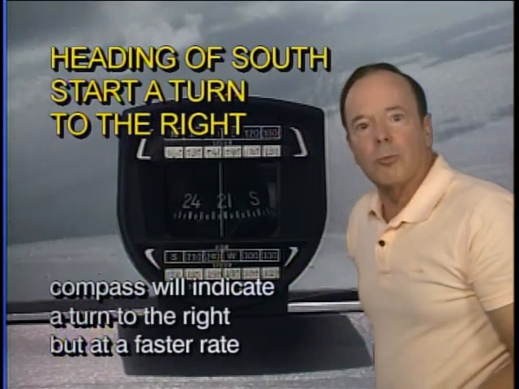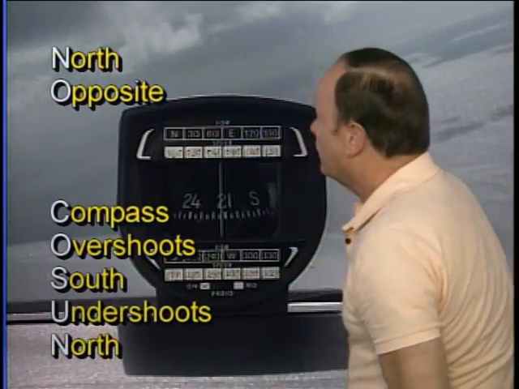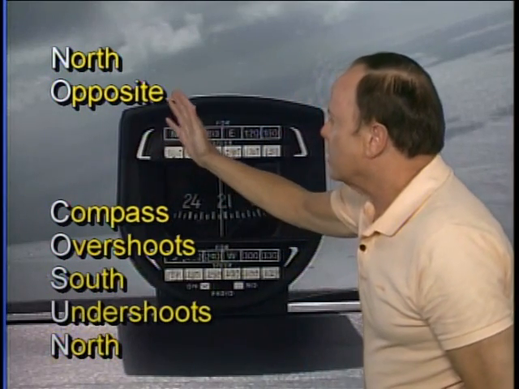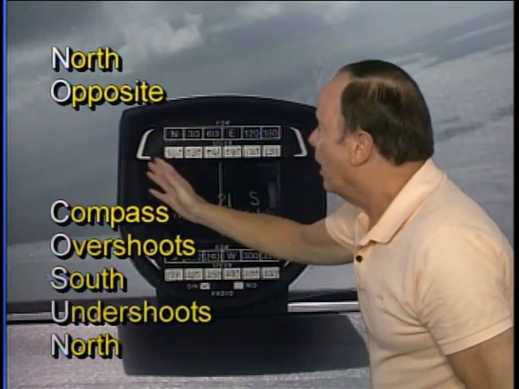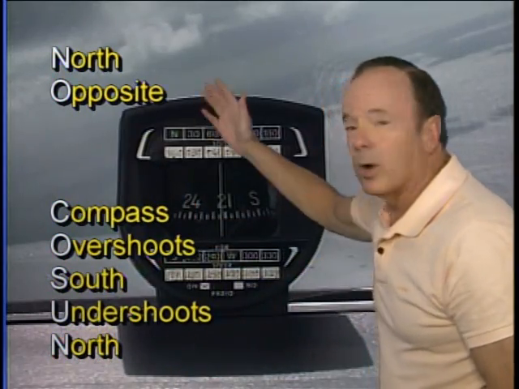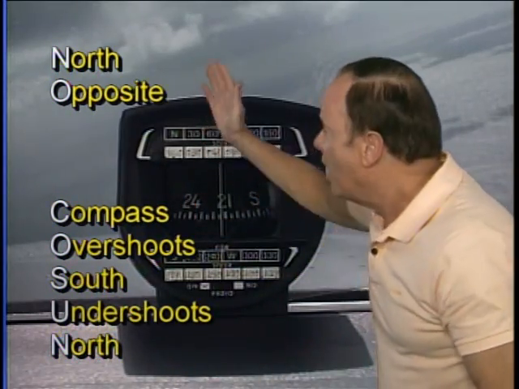So let's go back and review this one more time. First of all, NO is north opposite, and remember the compass overshoots in turns near headings of south and undershoots in turns near headings of north, and the word you're going to use to remember that is a word we're all very familiar with, cosin.